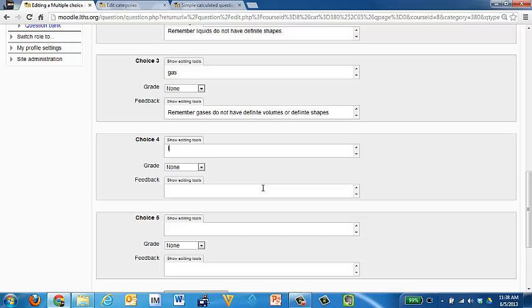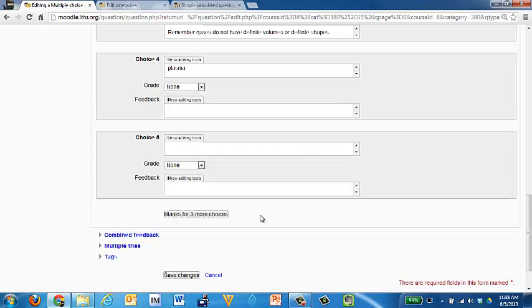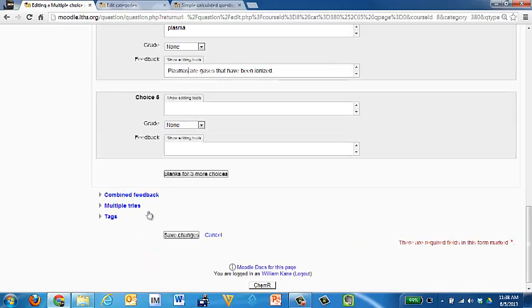Well, you know what? A fourth choice of plasma is not a bad idea. Plasma as a choice, and the feedback on this, I'm not going to bother with any feedback on this. Actually, I could just give a description. Plasmas are gases that have been ionized. I could have a fifth choice if I wanted, but I don't have to. I could actually add more choices.